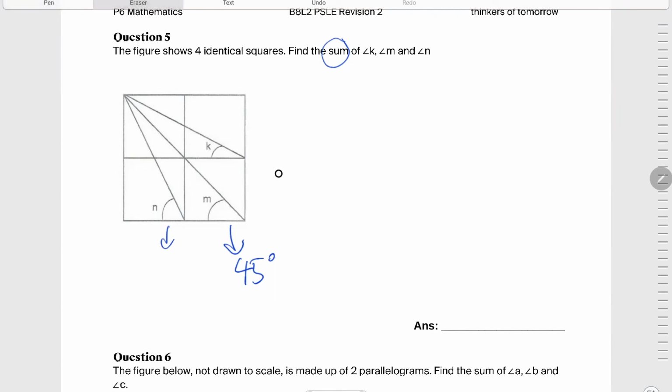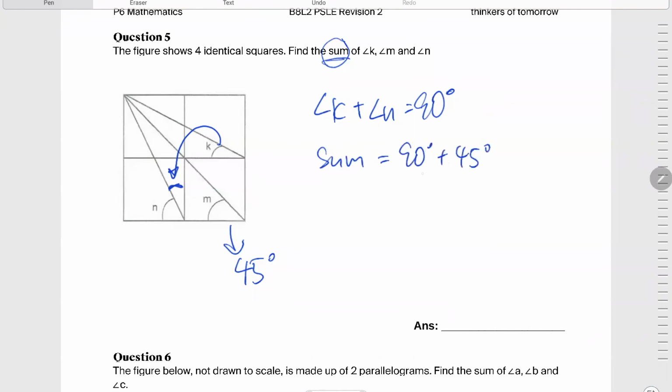So what you can do is some shifting, because if you realize that if I shift angle K here, angle K can fit very nicely into this slot, which means that angle K plus angle N is 90, and therefore the sum is 90 degrees plus 45 degrees, and therefore your answer here is 135.